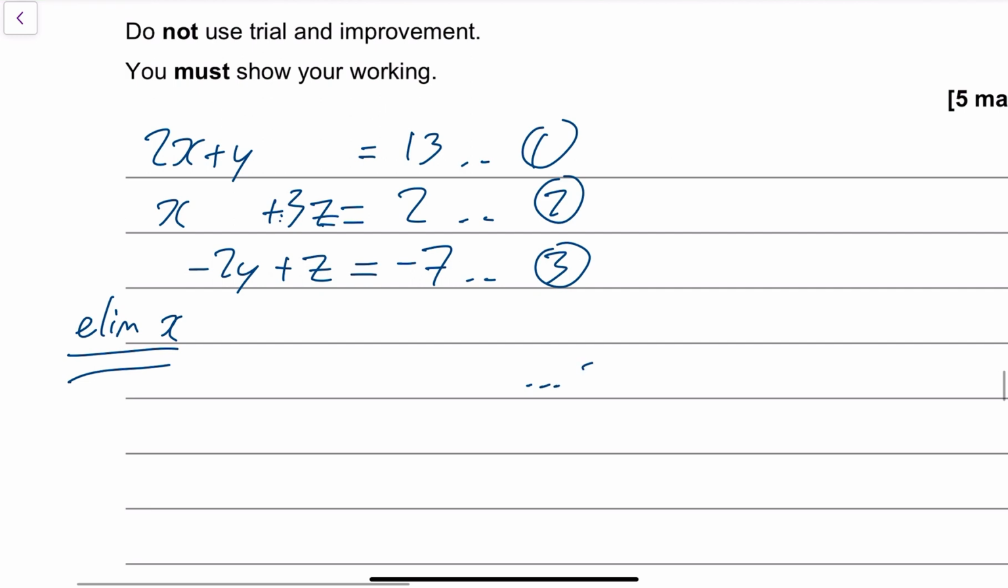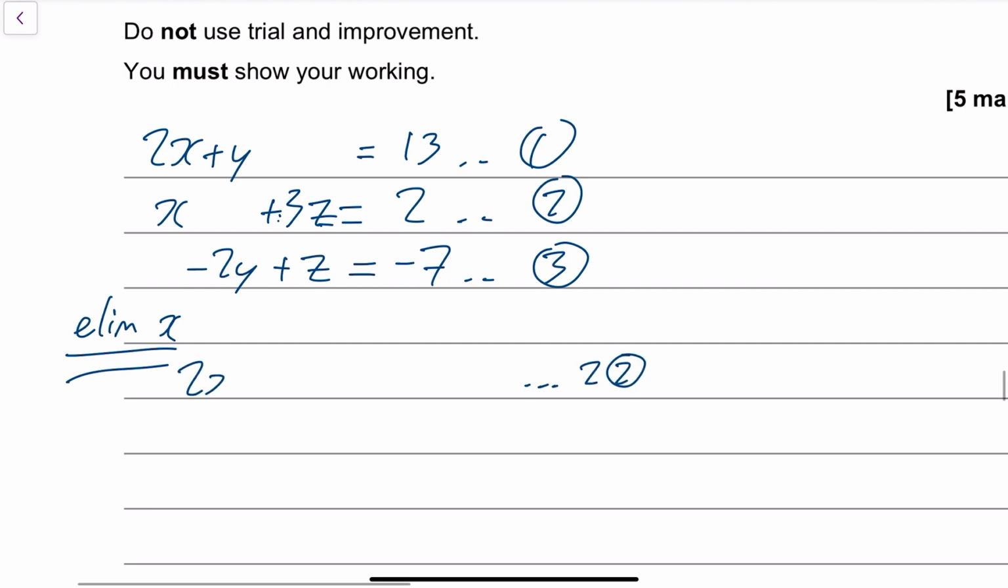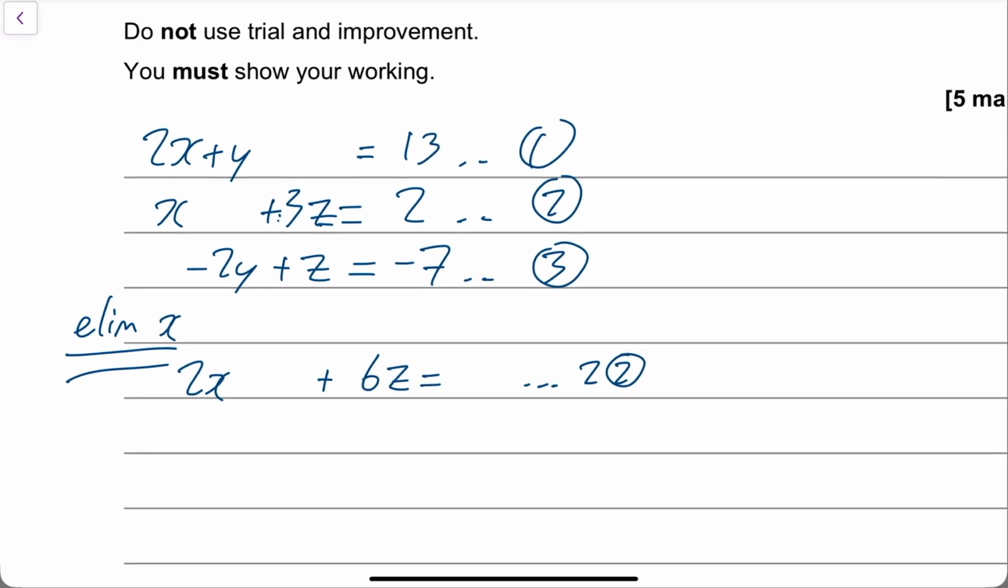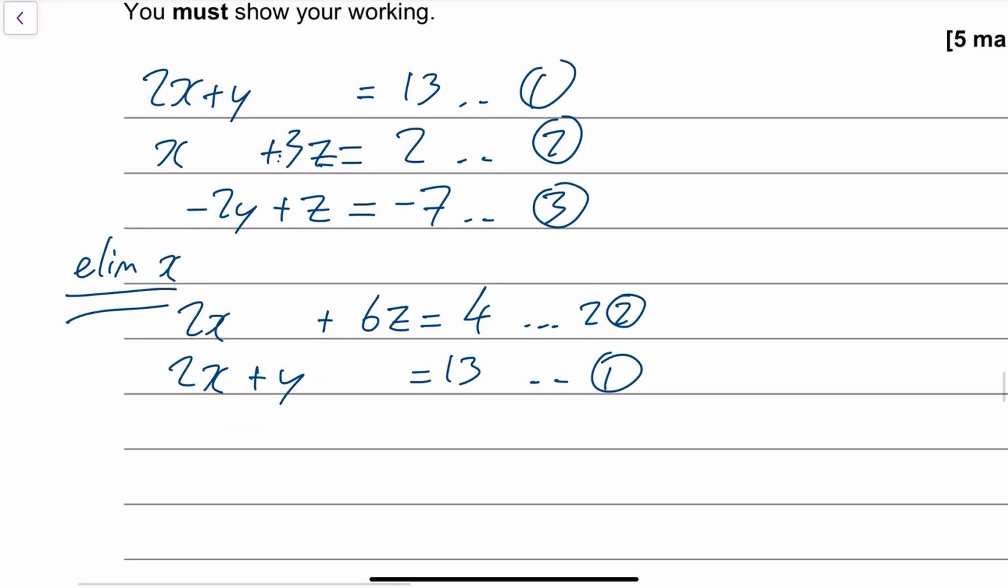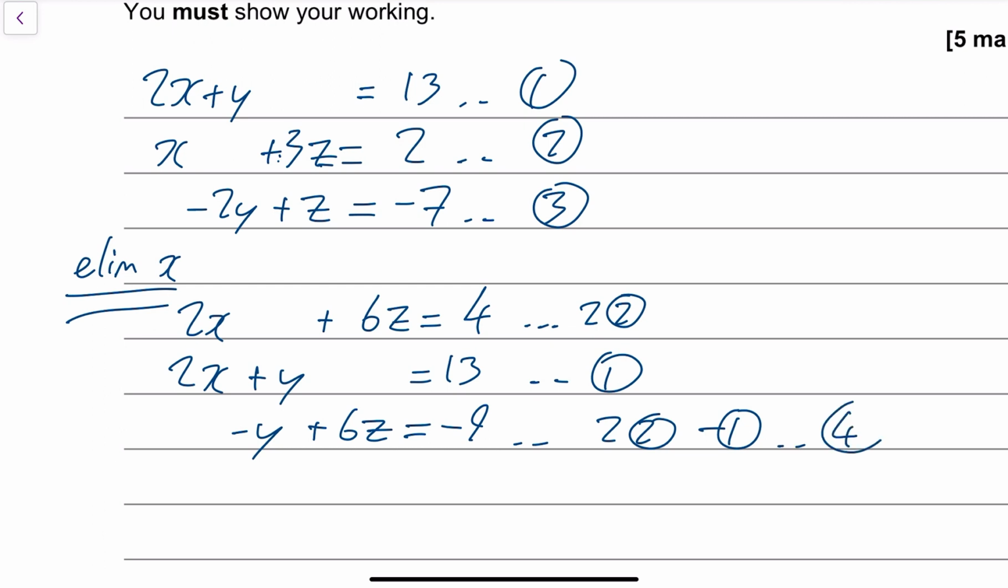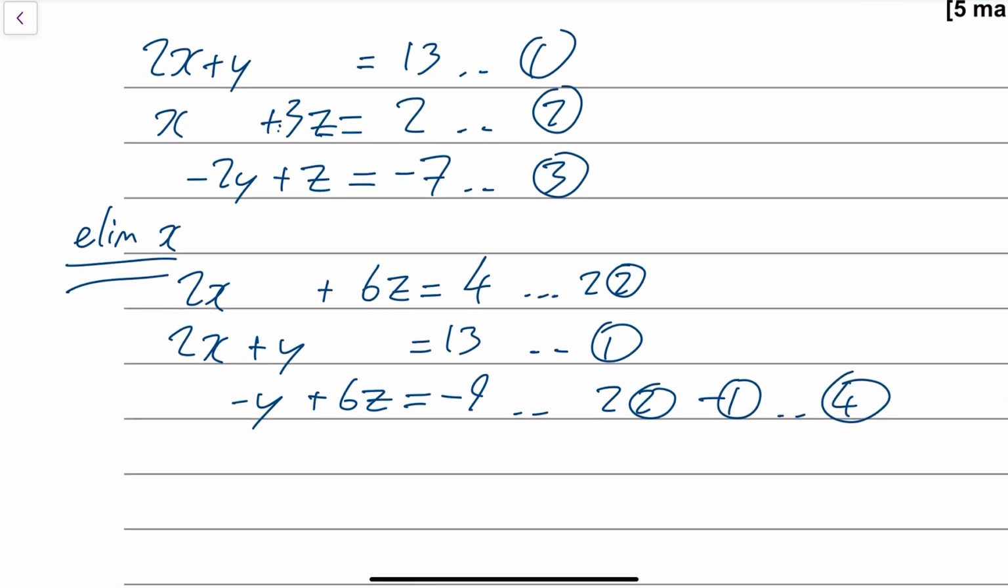So I'm going to multiply my equation 2 by 2, which gives me 2x, leave the gap, plus 6z. Sorry, 2x plus 6z is equal to 4. And then we'll write our original one underneath it, my equation 1. Then we're going to just subtract. So I'm just going to do 2 times equation 2 minus equation 1. That's just going to give me minus y plus 6z is equal to minus 9. That's my equation 4.